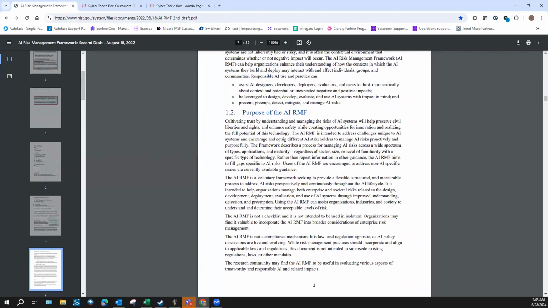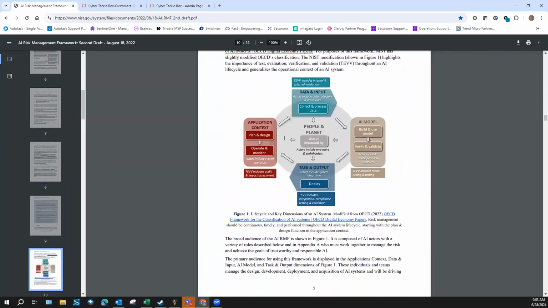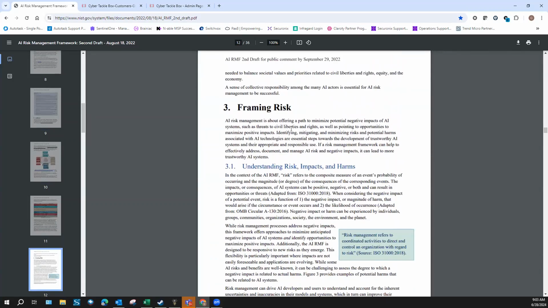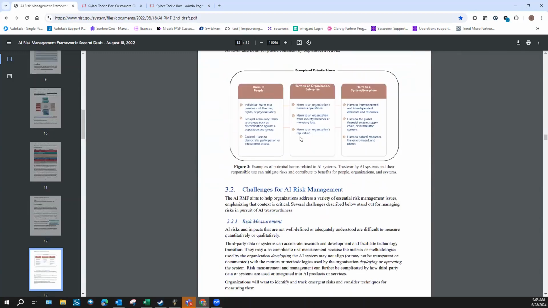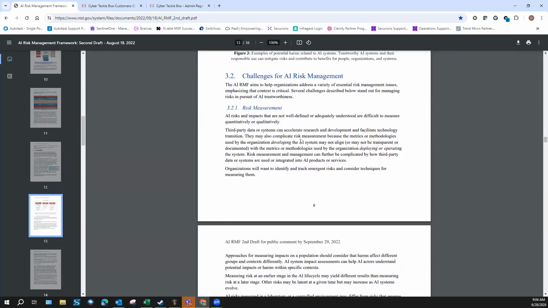So in each of these sections, it goes over who the audience is, and some diagrams. This is something you should read cover to cover. Basically, that's not many pages. But we stopped off last week at risk measurement challenges for AI risk. So once you've defined what risk is, then you're going to be able to understand how to measure it based on this descriptor here.